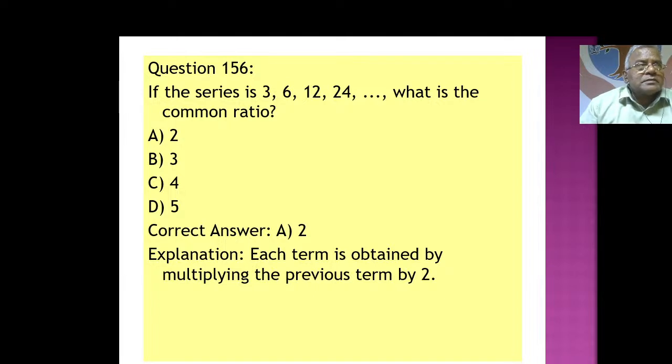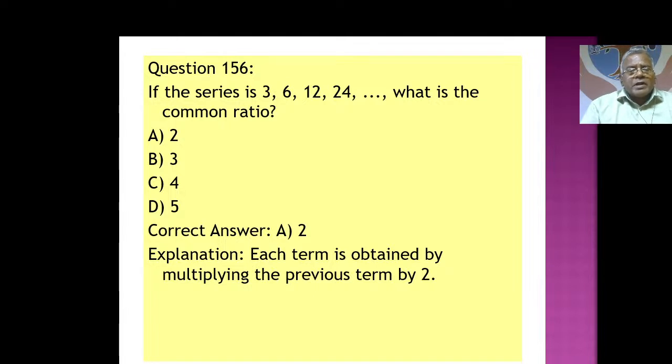In the series, if the series is 3, 6, 12, 24, etc., what is the common ratio? Common ratio is a multiplication. See, 3, 6. How does 6 come? 2 into 3, 6. So, 3 is multiplied by 2. Likewise, 6 into 2, 12. 12 into 2, 24. So, like that it goes.